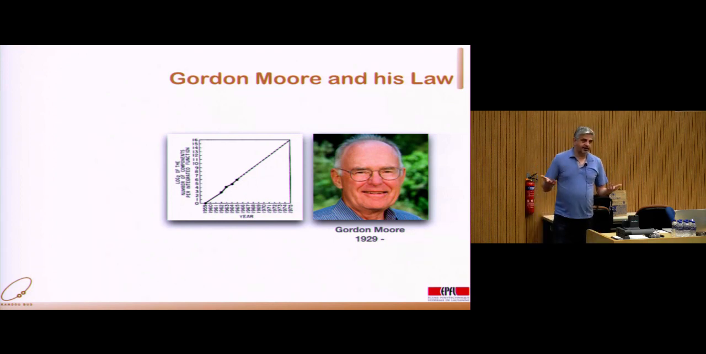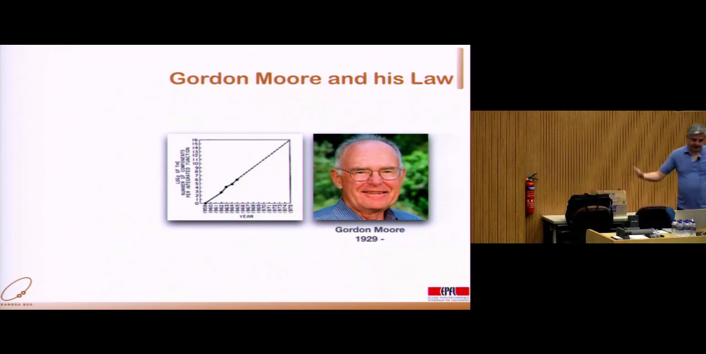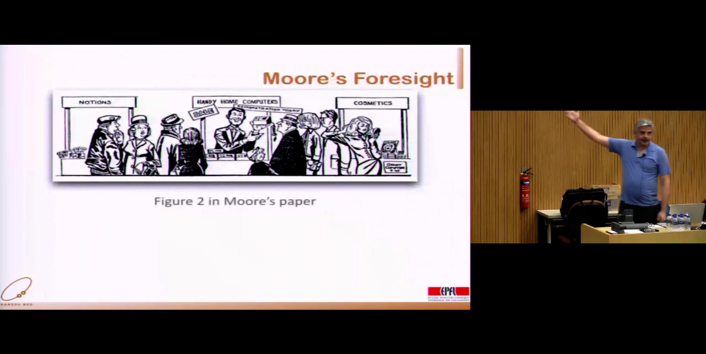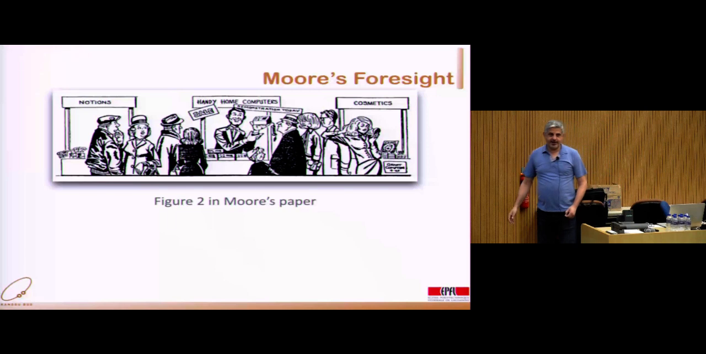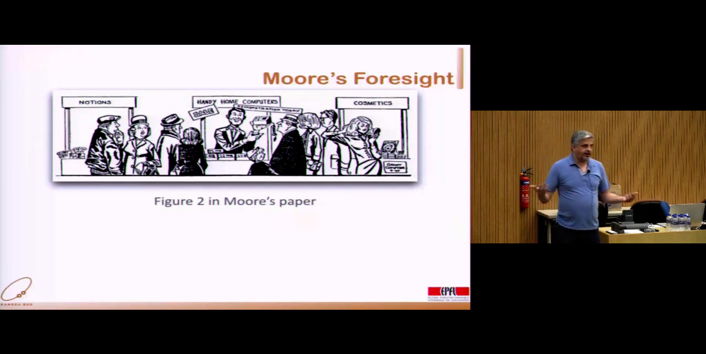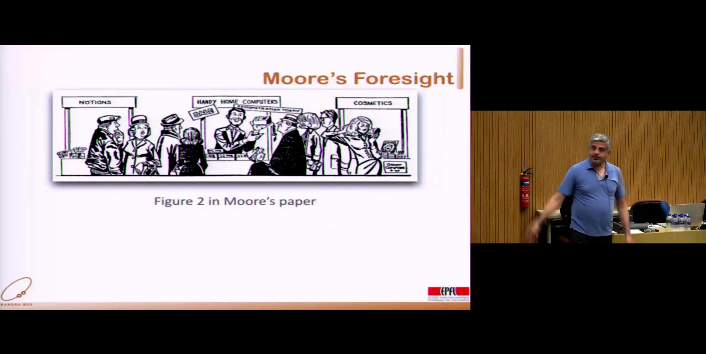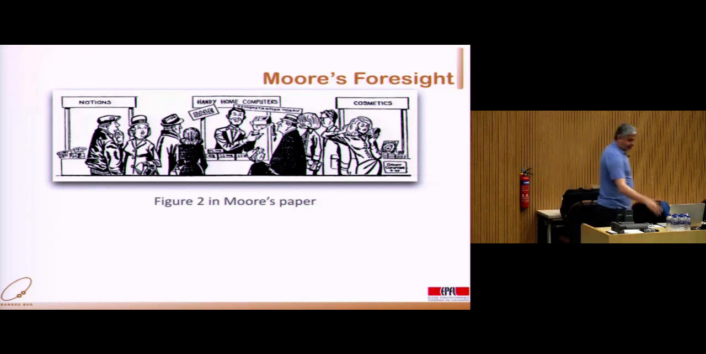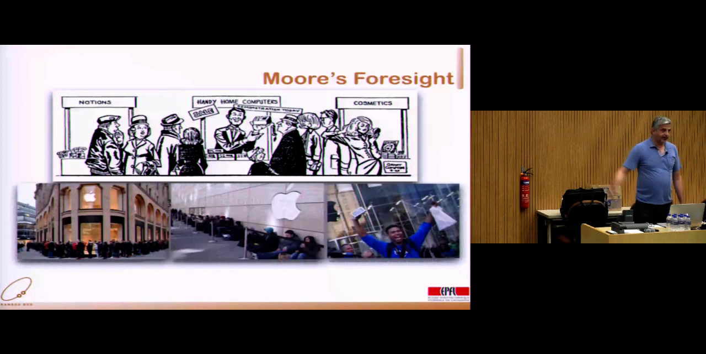Now, some of it is self-fulfilling prophecy. So the electronics industry tried to match this. Some of it is just his foresight. In fact, he had a lot of foresight. This is one of the cartoons in his paper. He says, at some point, electronics becomes so interesting and so popular that in a department store, people are just lining up to buy electronics gadgets rather than other things. And of course, we know that, right?